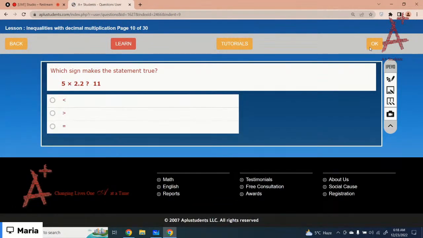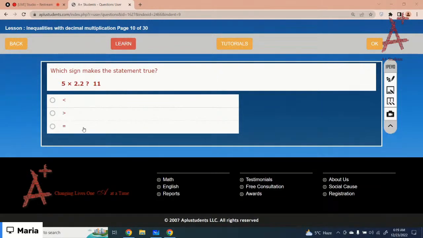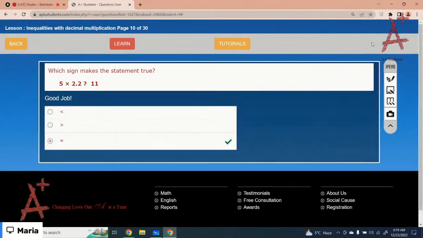Okay, which of the options is the correct one? 2.2 times 5 and 11. 2.2 times 5 is, yes, it is 11. 5 times 2 is 10, write 0 and carry 1. 5 times 2 is 10 and 1 is 11. It is 11.0. You have to compare 11 and 11. So yes, they are equal. Got it? 11 is equal to 11. Just select the correct option and click on the OK button.